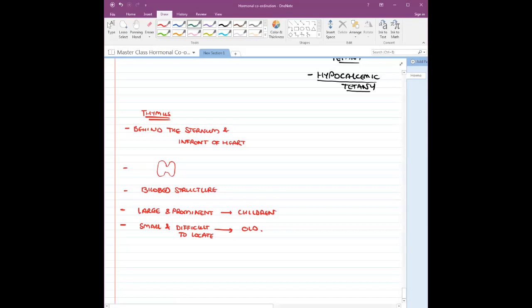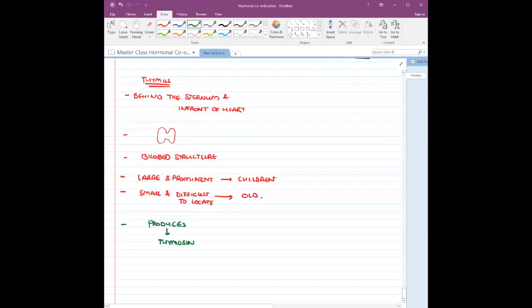Okay. But now, what is this going to do? If we look at this thymus, it produces this hormone called thymosin. And now what is this thymosin going to do, guys? As I said, thymosin is going to help in the maturation of your T lymphocytes.